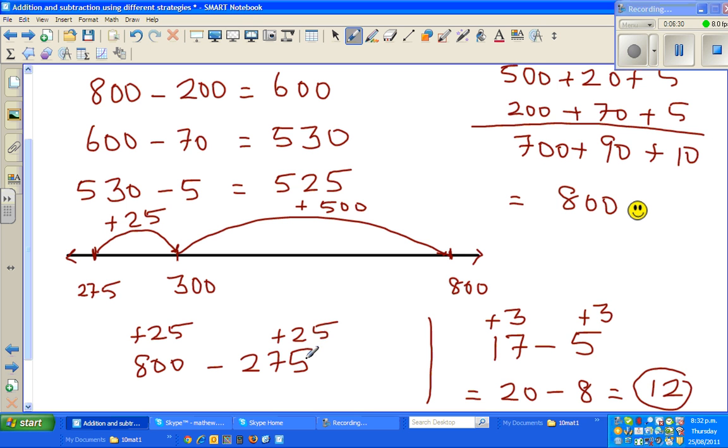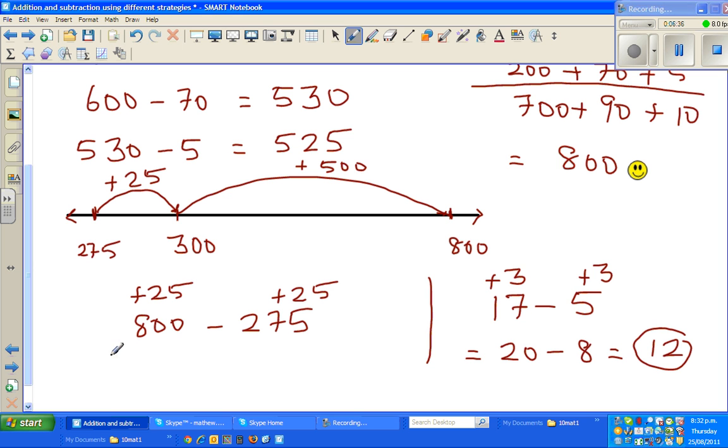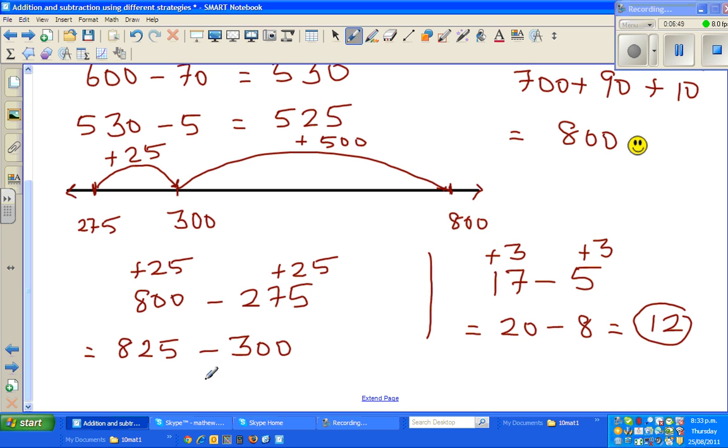You're making this bigger, so if you want to get the same answer, you have to make the other number that much bigger. So this becomes 825 minus 300. You only have to look at the 800: 800 minus 300 is 500, and you've got a 25 here. So you have checked your answer in 3 different ways.